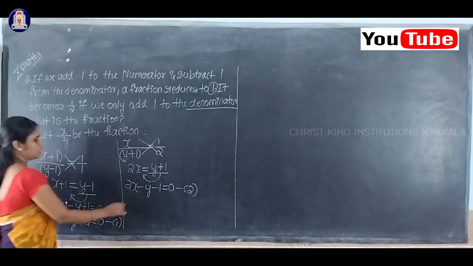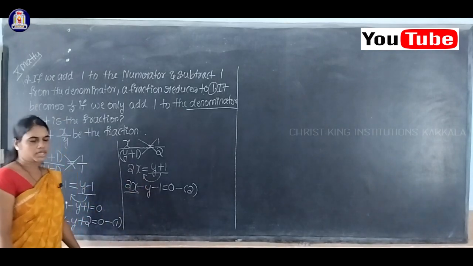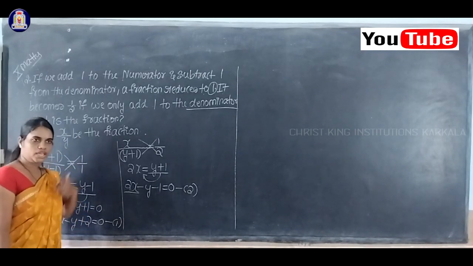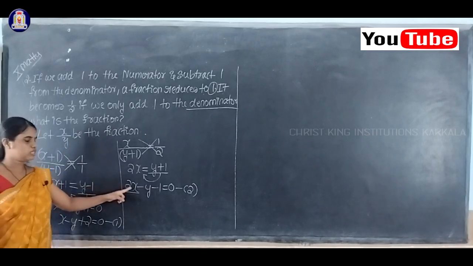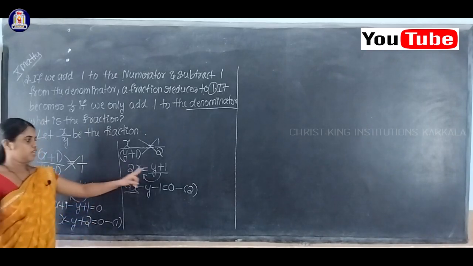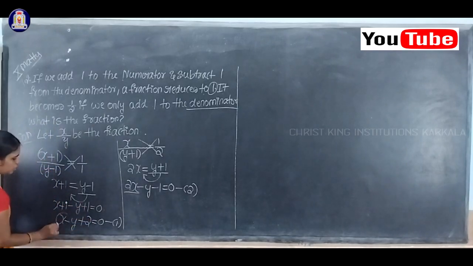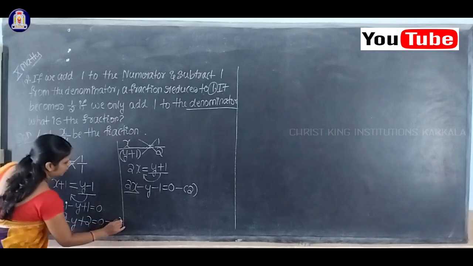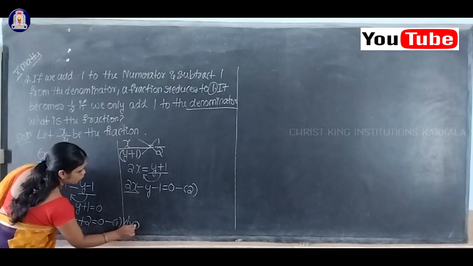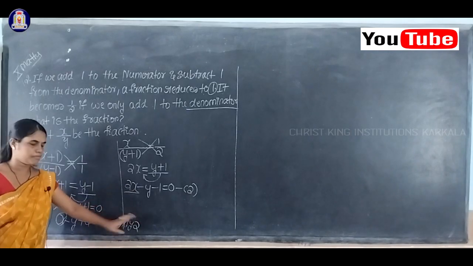Okay, so now we have to solve equation 1 and equation 2. Therefore we have to do the elimination method. While conducting the elimination method, the first term must be the same. In equation 2, your first term is 2x, but in equation 1, your first term is x. Now what to do? Multiply equation 1 by this number 2.